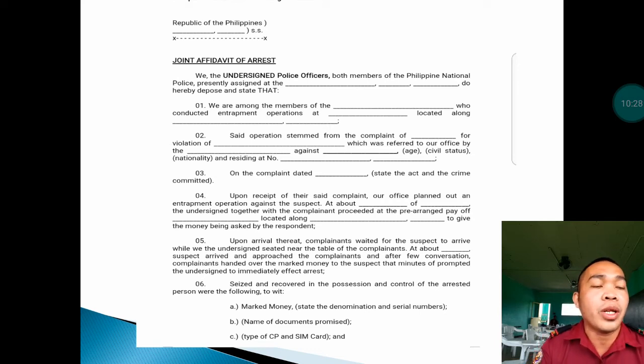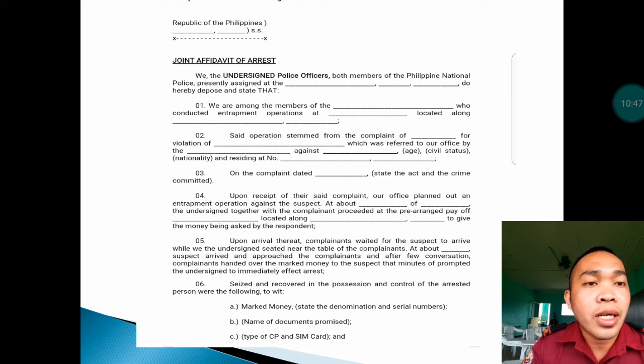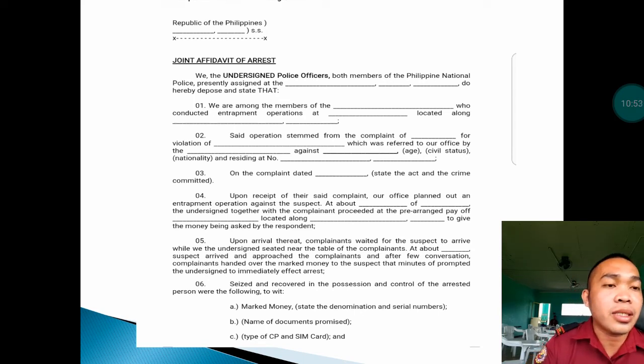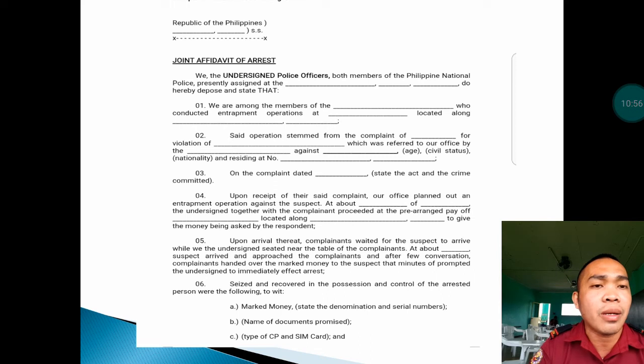we are among the members of the Philippine National Police who conducted an entrapment operation at, asa dapit nga lugar sila nag-entrapment operation, along with the specific location. So second paragraph, said operation stemmed from the complaint of ngalan sa nag-complain for violation of unsay nga law which was referred to our office by the person against the suspect, with age, civil status, nationality, residing at, dapat complete ni siya. The third paragraph, on the complaint dated, the date, state the act and the crime committed.